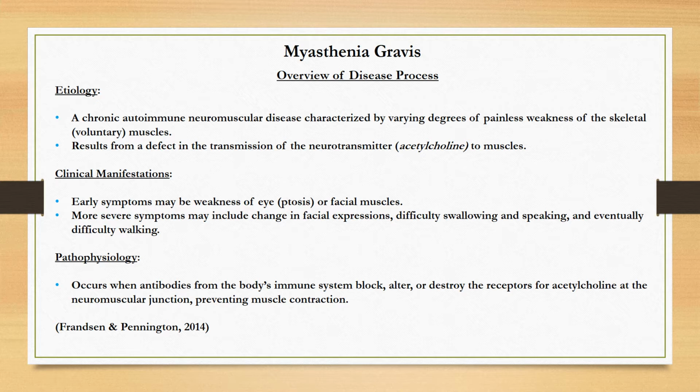And so again, what happens here is that neurotransmitter acetylcholine is not working, and it's because antibodies are made in the body attacking itself. So it's referred to as an autoimmune disorder, and antibodies form, and they either block or destroy those receptors for the acetylcholine at the neuromuscular junction, which prevents muscle contraction. So that's just a quick overview of how this disorder occurs.